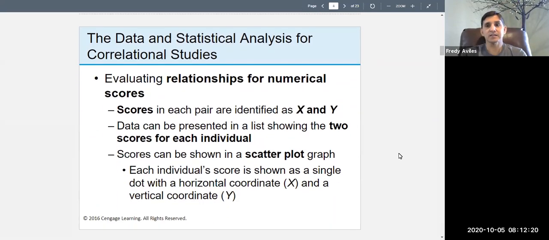Now, how do you analyze the data for correlational studies? Well, you evaluate the relationships. You can evaluate the relationships among variables. You determine if there's a relationship, okay? So you look for correlations, okay?